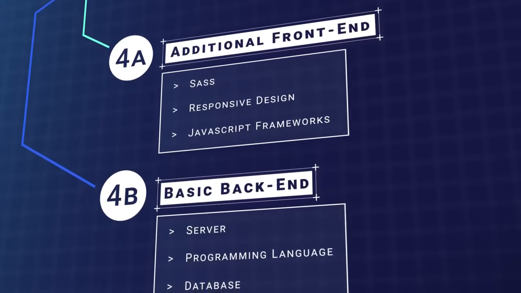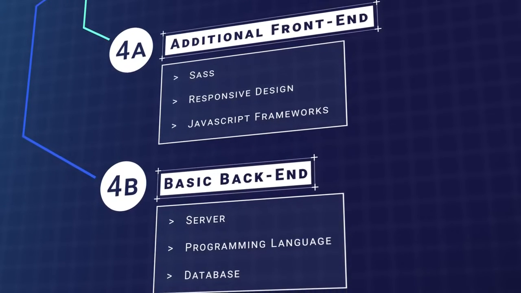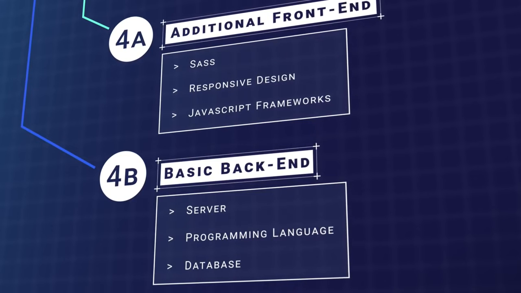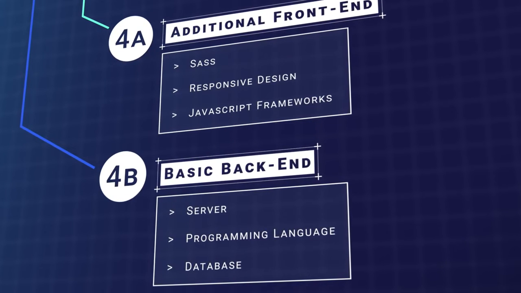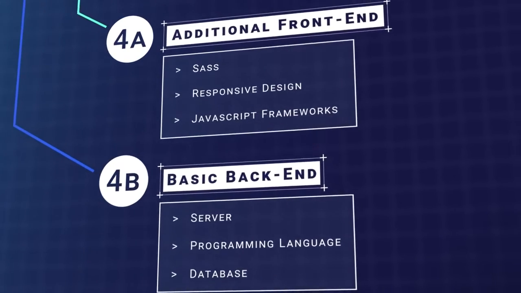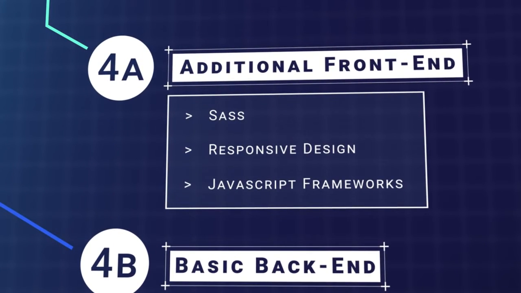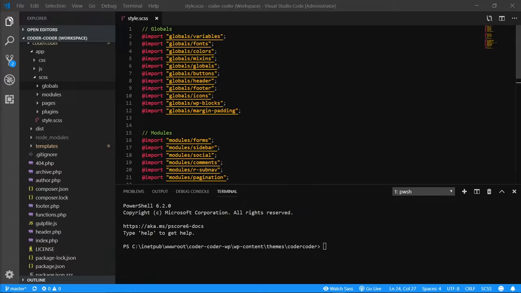At this point, you've learned the basics of front-end development and have a choice to either delve into additional front-end skills or learn about basic back-end web development. With additional front-end, there are some more intermediate skills that you will want to learn. I recommend that you look at the following: Sass, responsive design, and a JavaScript framework. Sass is an extension of CSS that makes writing styles more intuitive and modular. It's a really powerful tool.